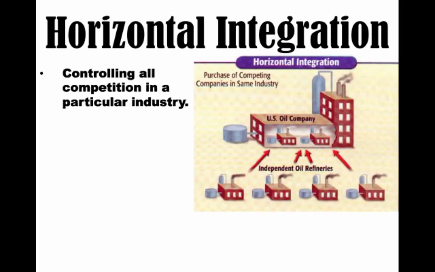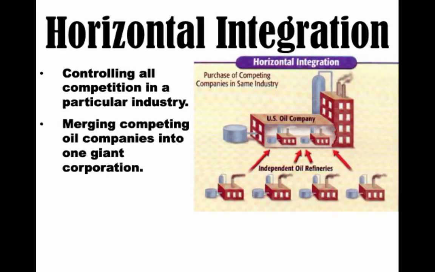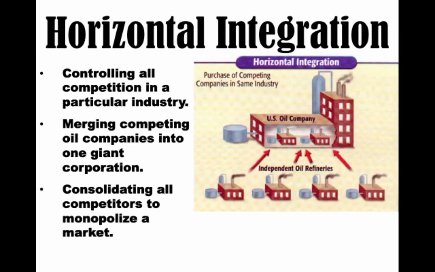Make sure you know about that. And this is controlling all competition in a particular industry, merging competing, for example, oil companies. Rockefeller did this into one giant corporation, and you want to consolidate all competitors so you have no competition or very little competition so that you are able to monopolize the market.